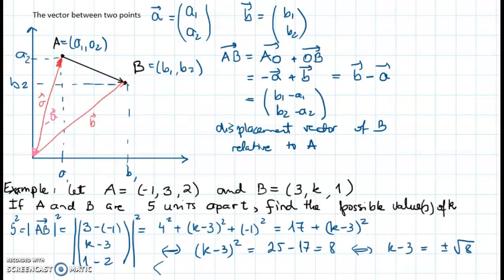This gives us 2 possible values for k. It could be 3 plus 2 times the square root of 2, or k could be 3 minus 2 times the square root of 2.